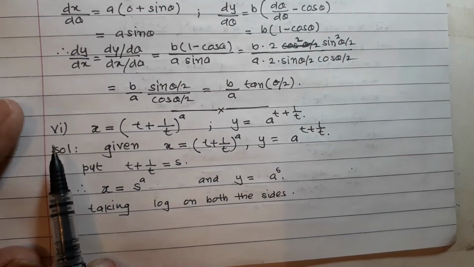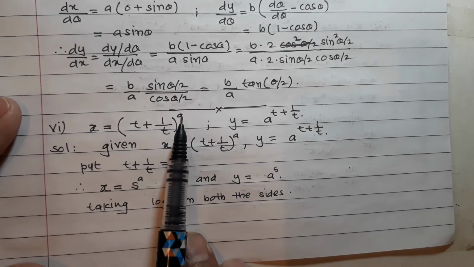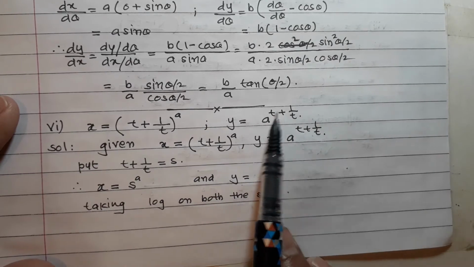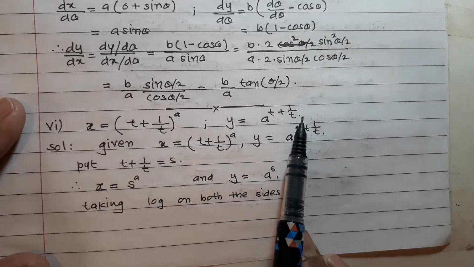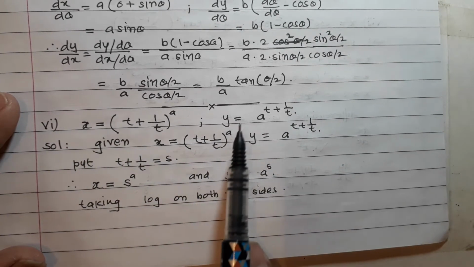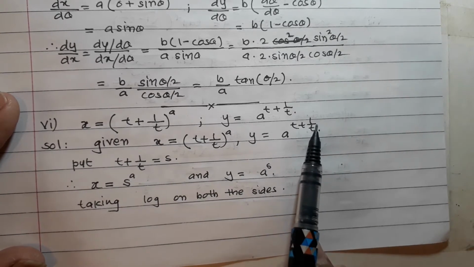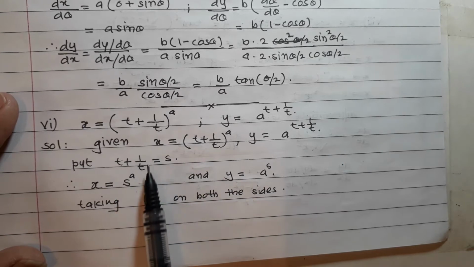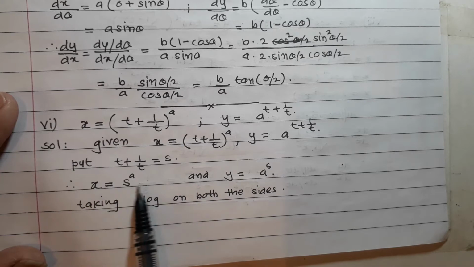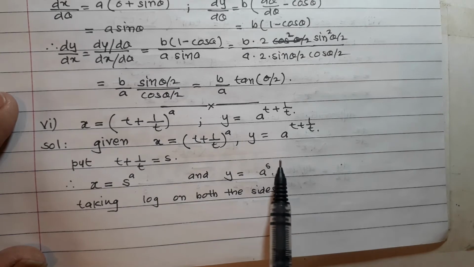Question number 6. x = (t + 1/t)^a and y = a^(t + 1/t). Given x = (t + 1/t)^a, y = a^(t + 1/t). Put t + 1/t = s. So x = s^a and y = a^s.